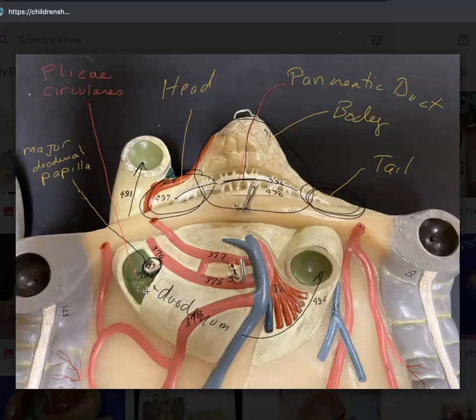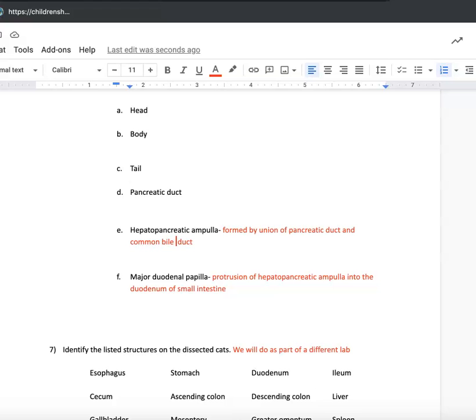On the plica circularis are villi. They further increase the surface area. And then the microvilli on the villi increase the surface area. So I can't really point to the villi and microvilli easily. So you won't have those. Just know that their purpose is to increase the surface area.